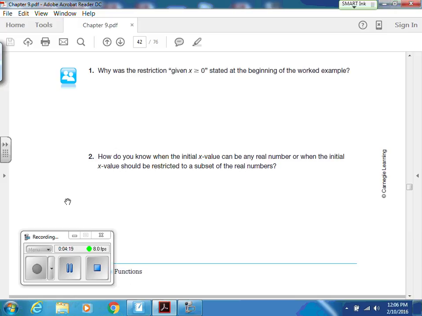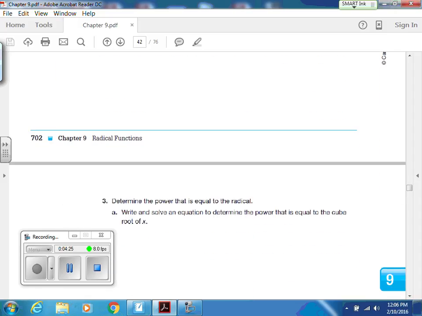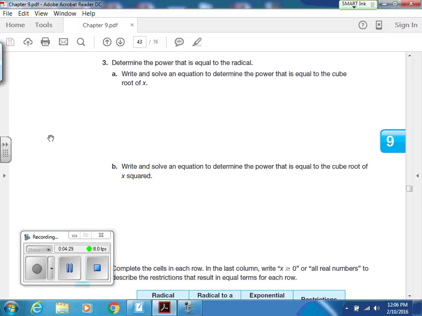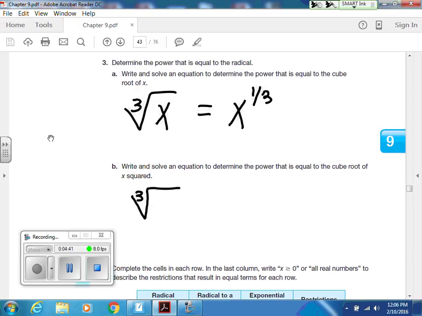Question 2, we just answered that. Okay, never mind. What number? 702, but now I'm on 703. Alright, what would be equal to the cube root of x? X to the 1/3. Alright, what would be equal to the cube root of x squared? X to the 2/3. Alright, great.